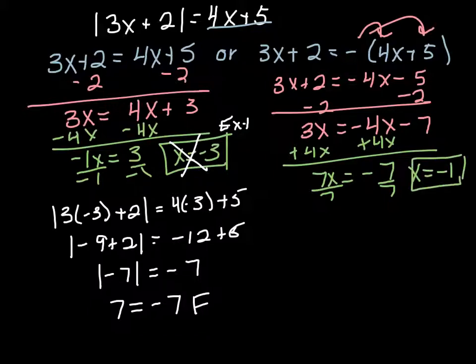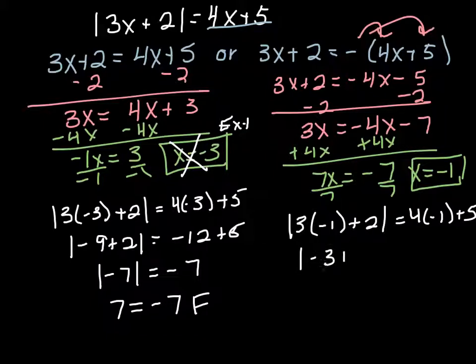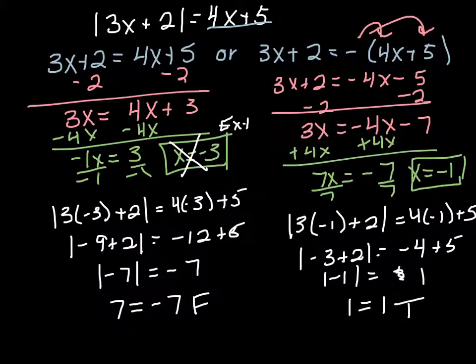So I'm stating that's what x equals. Well, I need to check. Everywhere I see an x this time, I'm putting in a negative 1. So I get the absolute value of negative 3 plus 2 equals negative 4 plus 5. So I get the absolute value of negative 1 equals negative 4 plus 5, which is 1. Therefore, 1 equals 1, which is true. Therefore, this is my only solution to my answer.